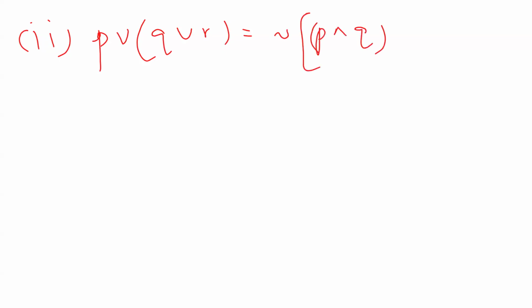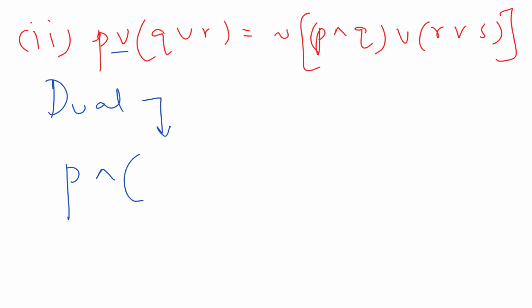Second one. P or Q or R equal to negation of P and Q or R or S. Dual: or changes to and, and changes to or. Negation remains the same.